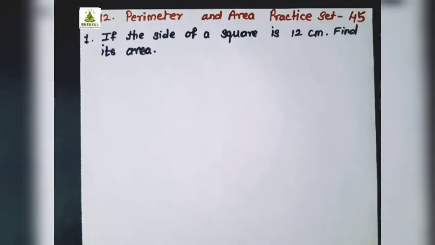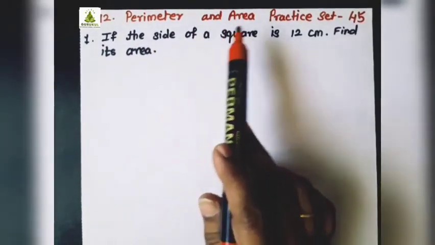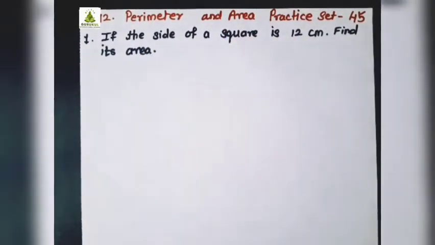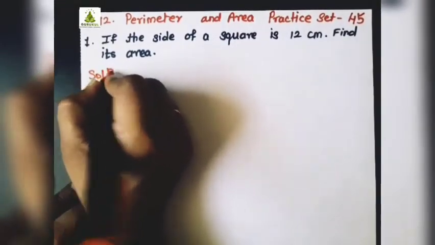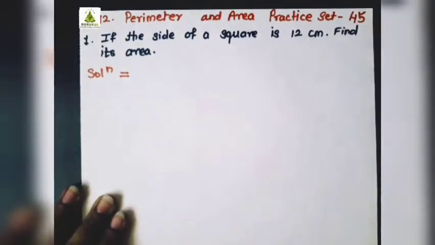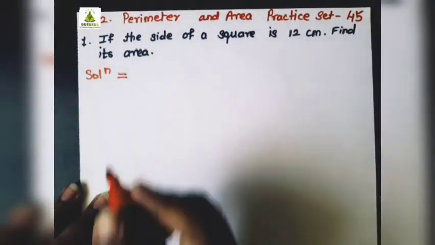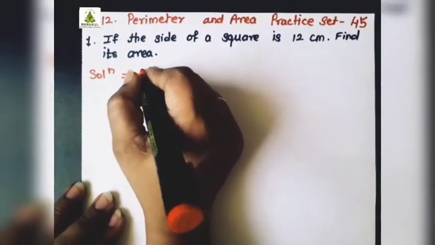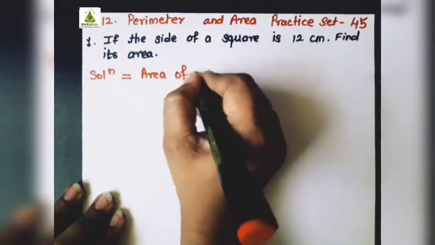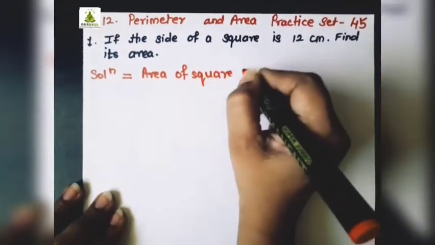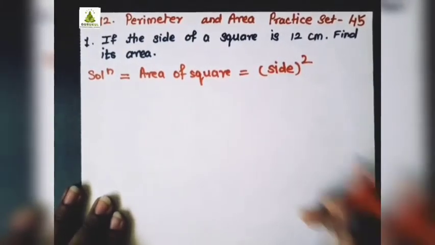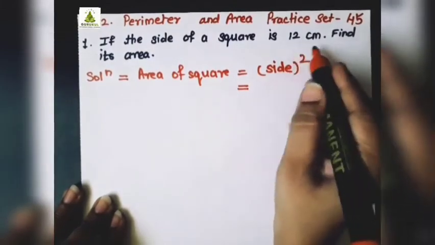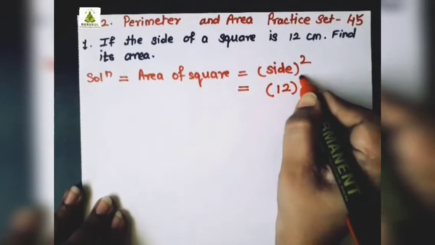In our practice set 45, the first sum which is given is, if the side of a square is 12 centimeters, find its area. Okay, it's very simple. Just now in the previous video I explained the formula for the area of the square and the area of the rectangle. So let us write down the area of square is equal to, what is the formula? Area of square is equal to side square, or you can write it as side into side as well. So side square, what is the side given? 12 centimeters. Substitute the value, 12 square.